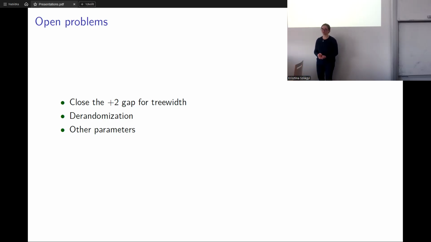And of course, another question is, what about other structural parameters? We studied some of them, but there are still some for which we don't know anything. So yeah, that's it.